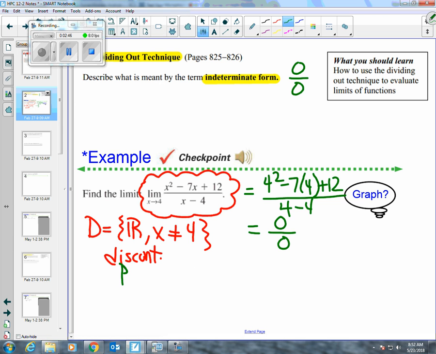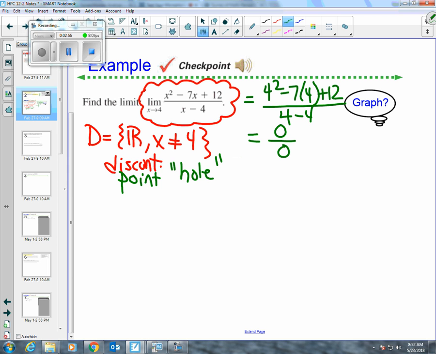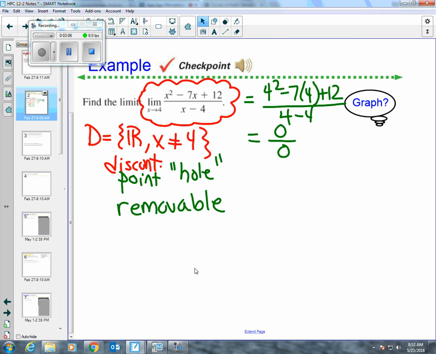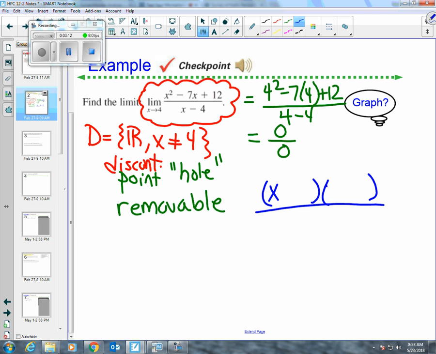Remember, if it's a point discontinuity, we talked about this earlier, that's also called a hole on the graph. But there's this other great word that helps us remember what we're actually going to do. It starts with an R: the removable discontinuity. What I mean by removable is that there must be a factor in common if I get this 0 over 0 that I can remove so I can actually evaluate the limit. So I'm going to take a look and see if I can factor this numerator. x squared minus 7x plus 12 would be (x minus 4)(x minus 3). The cool thing about that is now I can remove the factor x minus 4 and I'm left with just x minus 3. Now I can actually evaluate the limit, right?